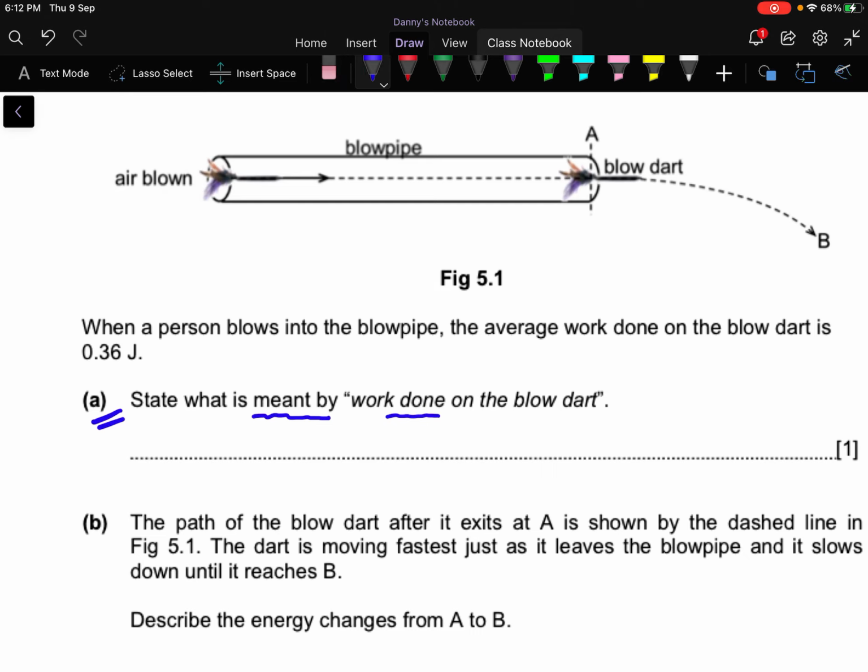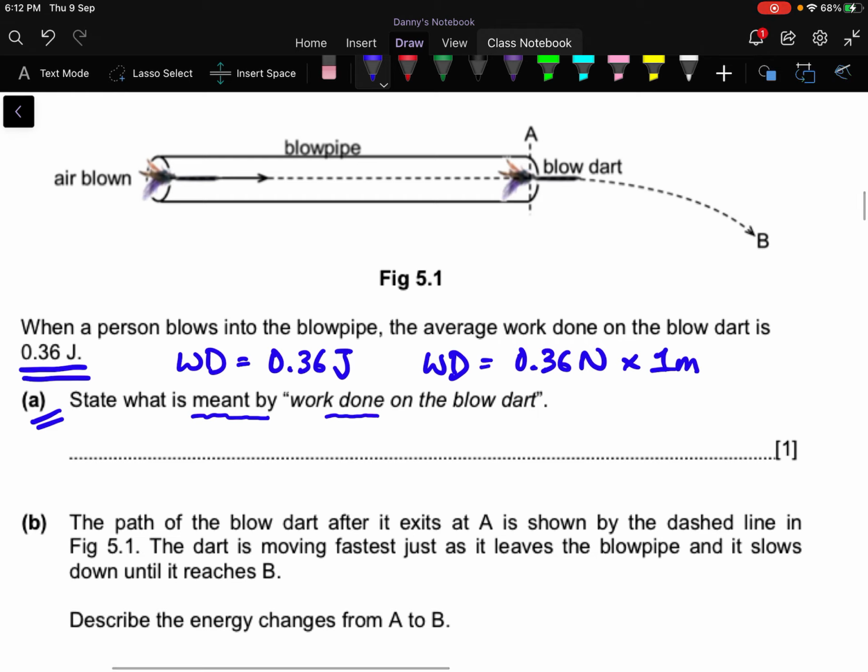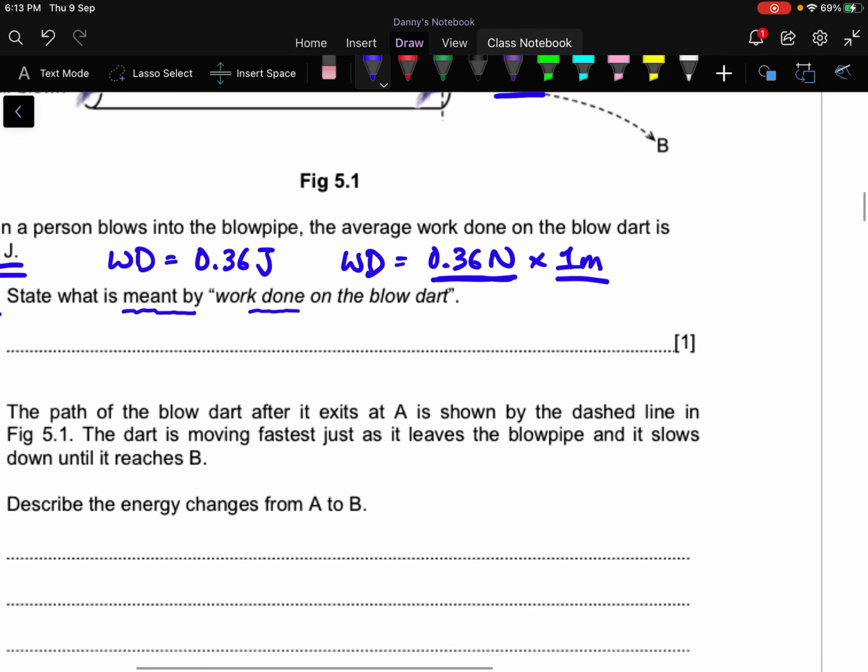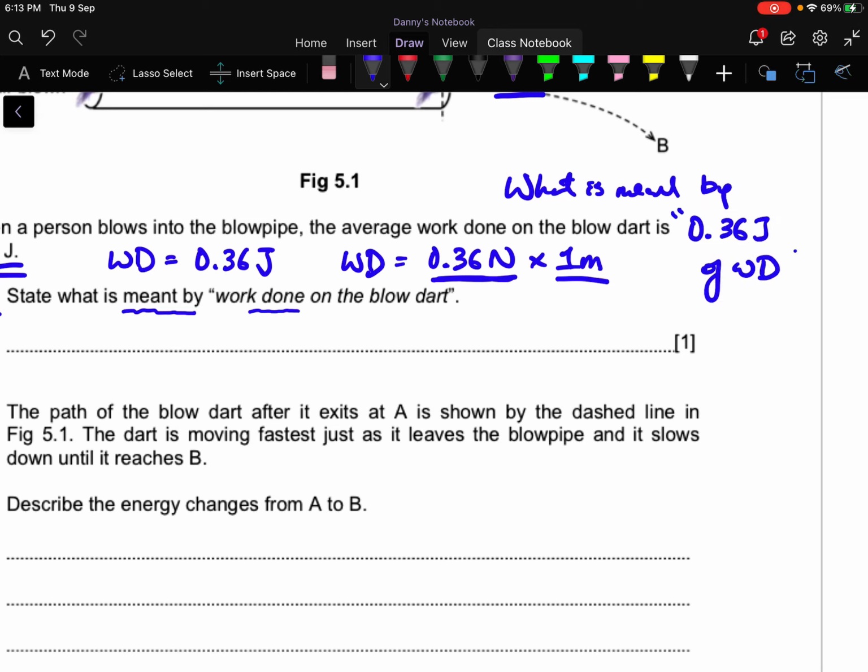Then there are some of you who follow our teaching and notice that it is 0.36. My teacher told me that when work done is 0.36 joule, I should think of it as 0.36 newton multiplied by 1 meter. And they give an answer like, work done means that there are 0.36 newton acting on the dart and the dart travels for 1 meter. Well, that is also not the answer to this question, because for this kind of answer, you are trying to answer something like, what is meant by 0.36 joules of work done?